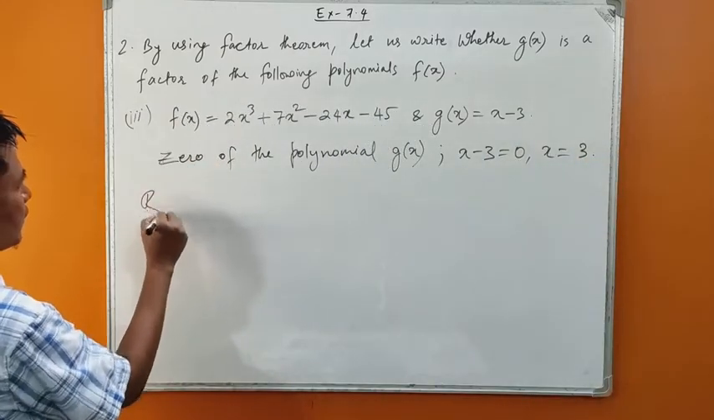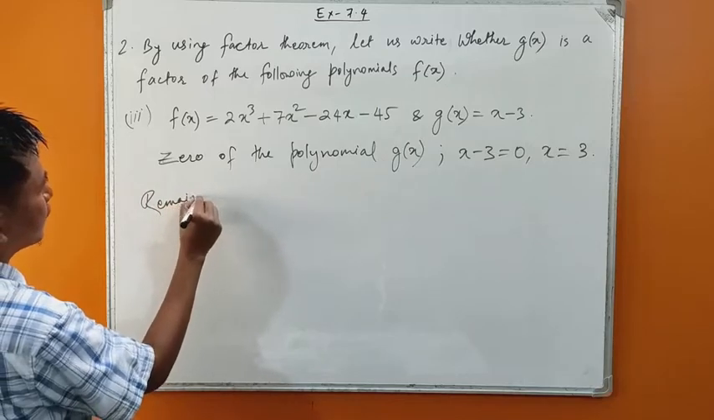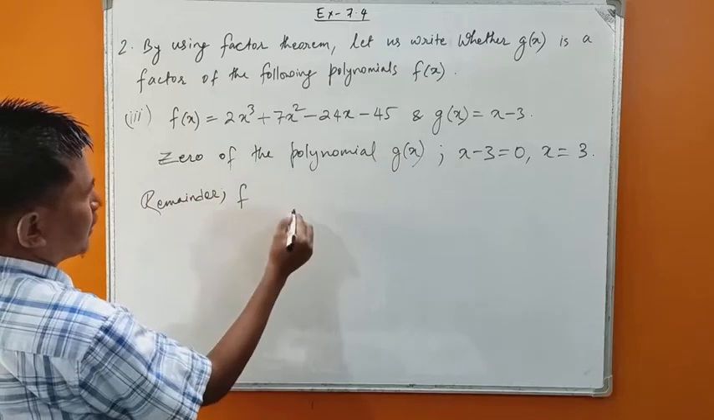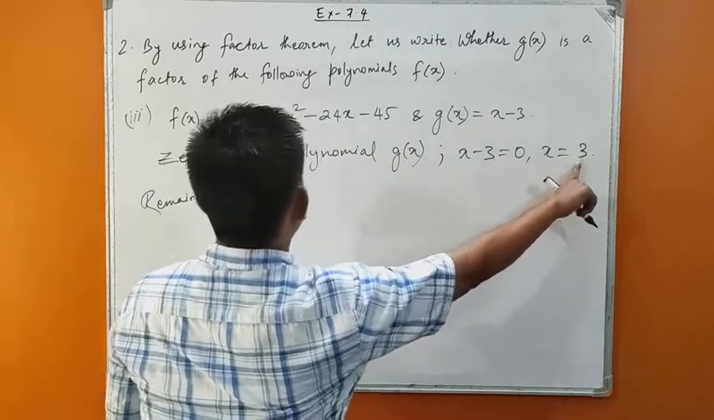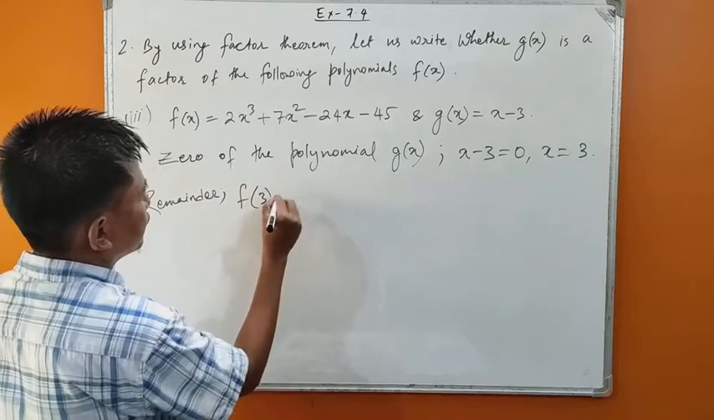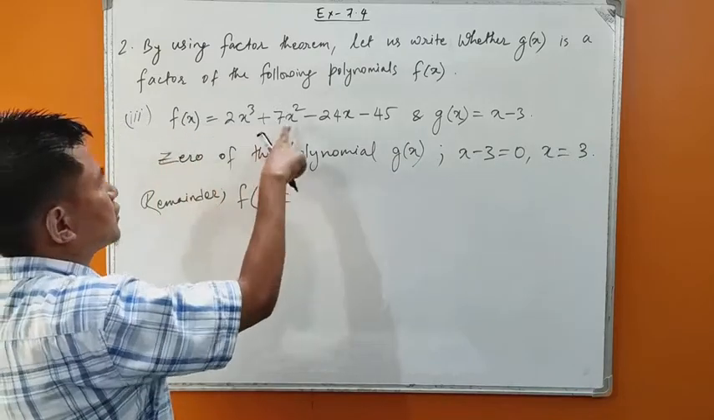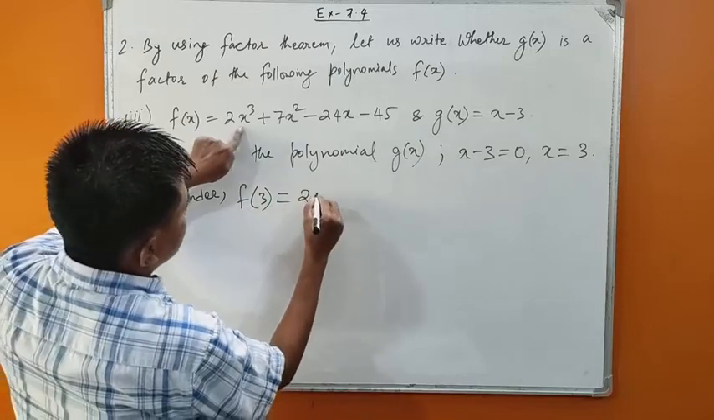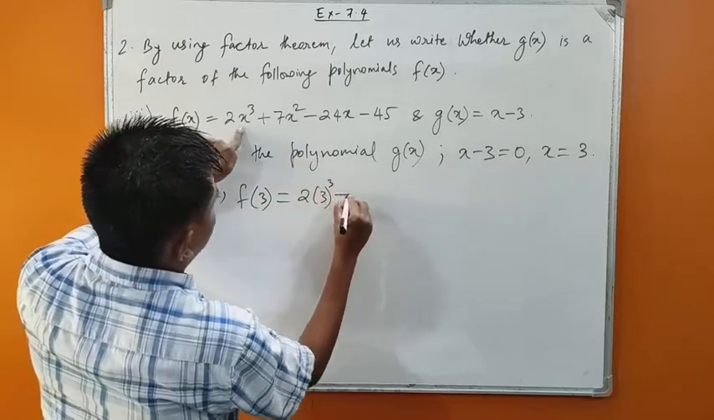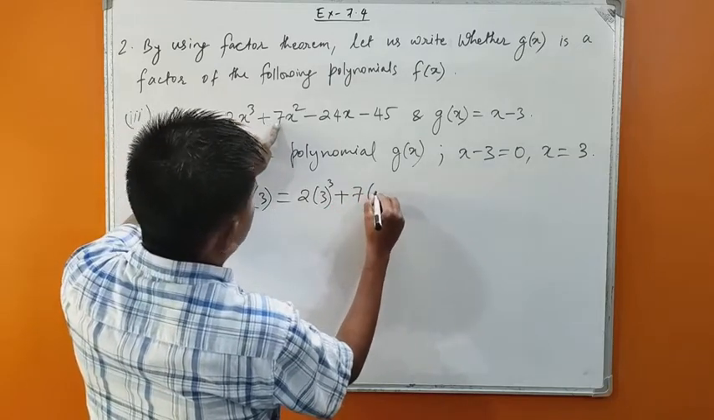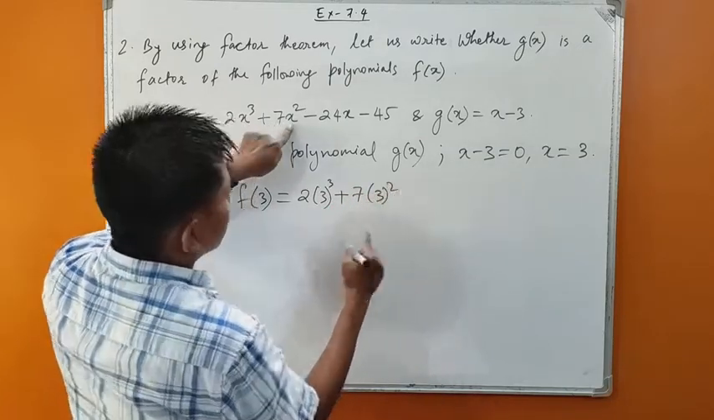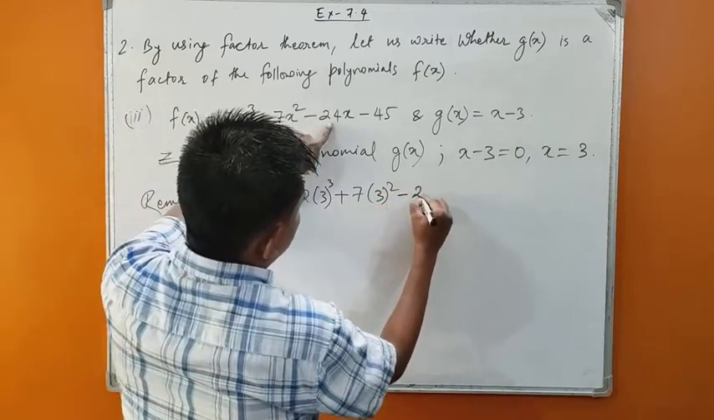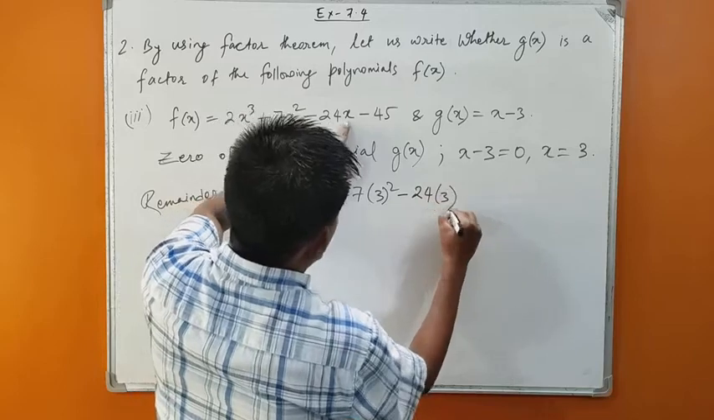Now if we get the remainder 0, then we can say gx is a factor of fx. So the remainder will be f3, isn't it? Since fx is this, f3 will be, instead of x we write 3. Okay, 2x cube means 2 times 3 cube, plus 7x square means 7 times 3 square. Instead of x we are writing 3, because we are writing f3, isn't it? Minus 24 into 3 minus 45.